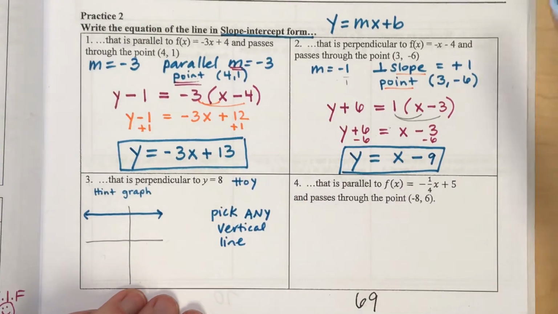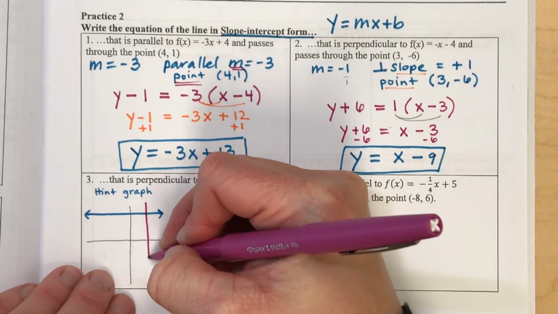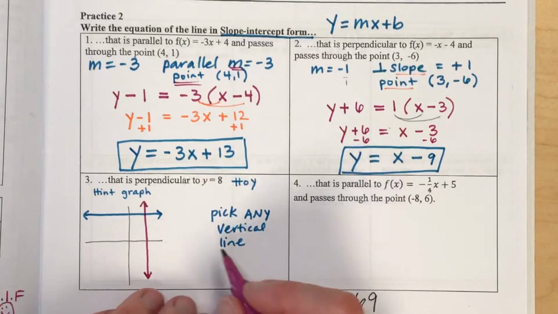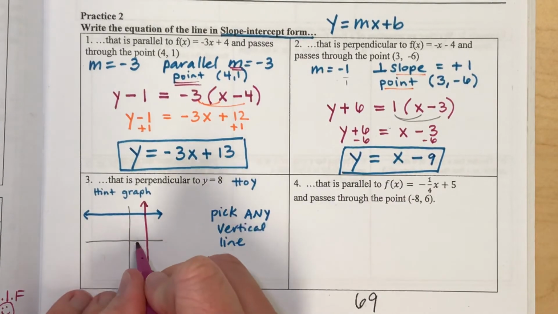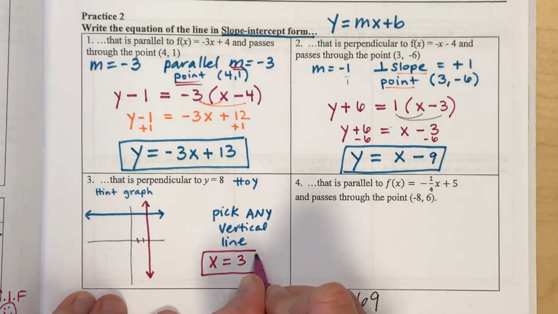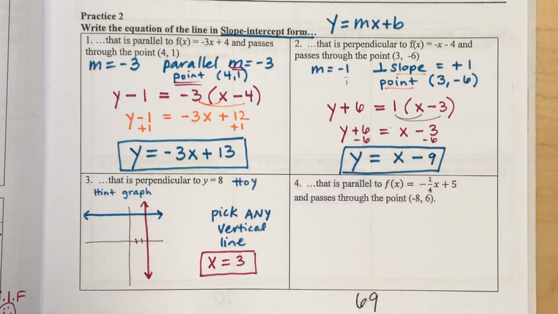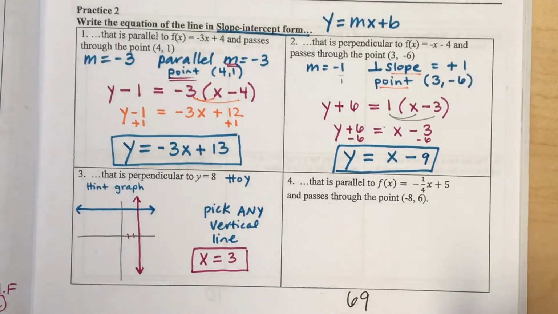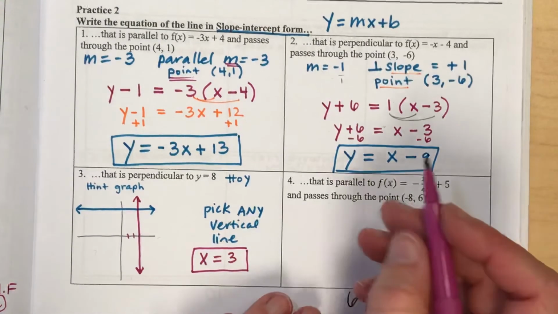Now if I want a perpendicular line, I can pick any vertical line. Any line you want. I'm just going to pick a random vertical line, and I'm going to call this vertical line x equal to, and I'm going to pretend that that's equal to 3. And a vertical line and a horizontal line are always perpendicular to each other. Here's my last example for you.